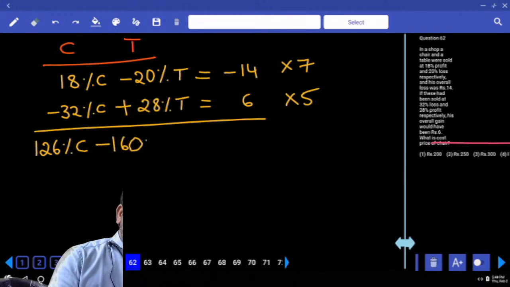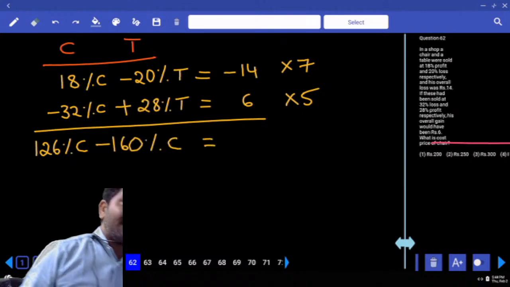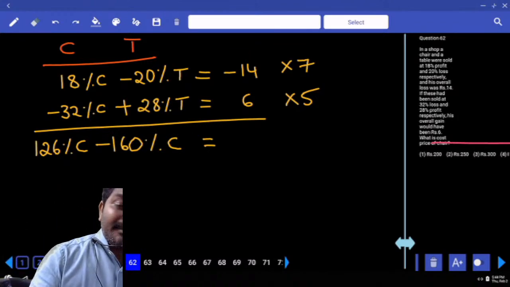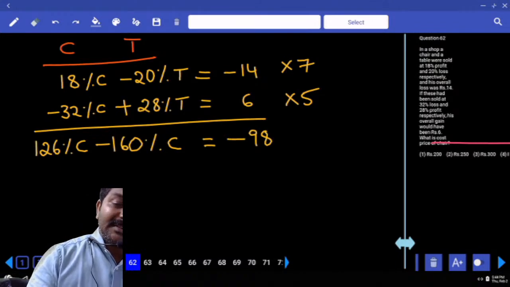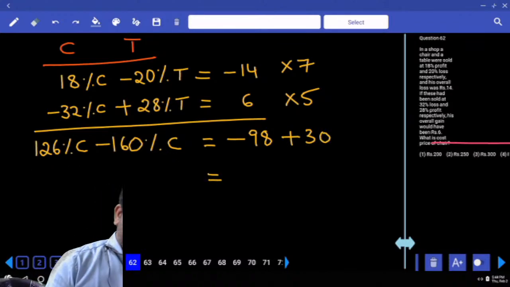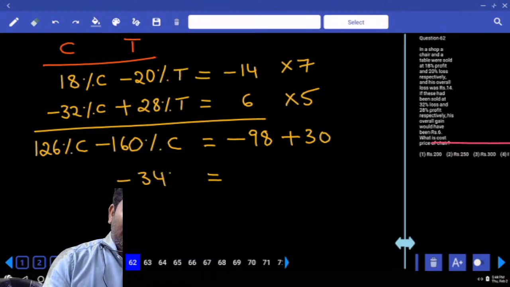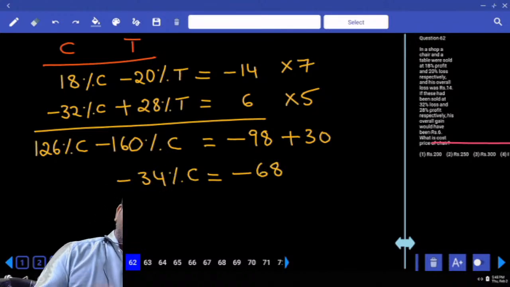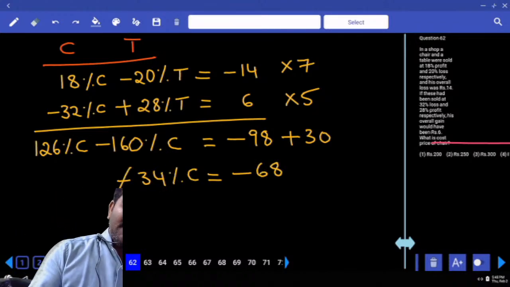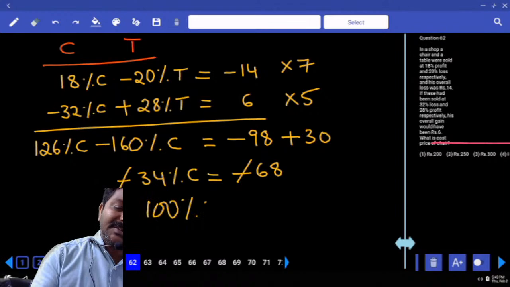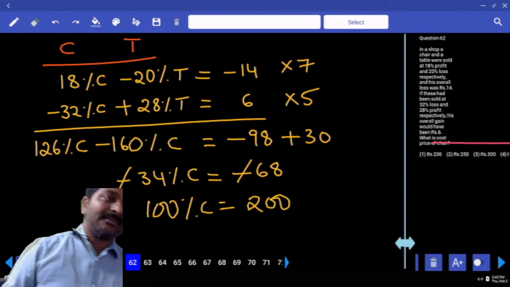Minus 160% of C is equal to, we are directly adding, 7 times 14 minus 98 plus 30. How much is this? How much is here? Minus 34% of C is equal to minus 68. Minus minus gets cancelled. So you can say 34% of C is equal to 68. 100% of C is equal to 200.